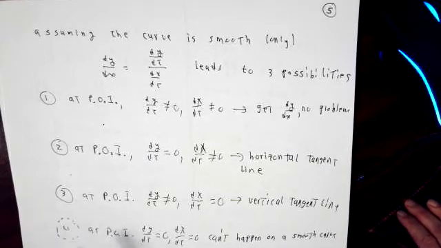And this ghostly fourth possibility, what if both derivatives were zero at the same time at the point of interest? For a smooth curve, that can't happen. So if we restrict our attention to smooth curves, we don't have to worry about possibility number 4.